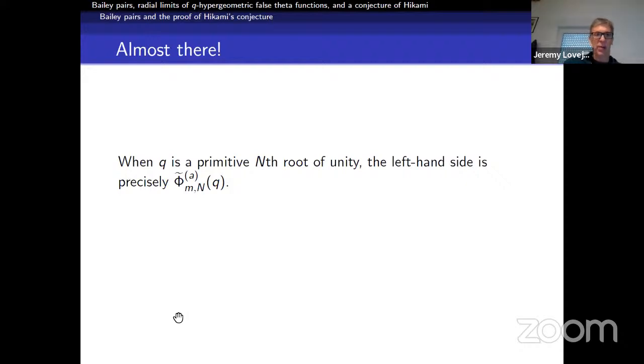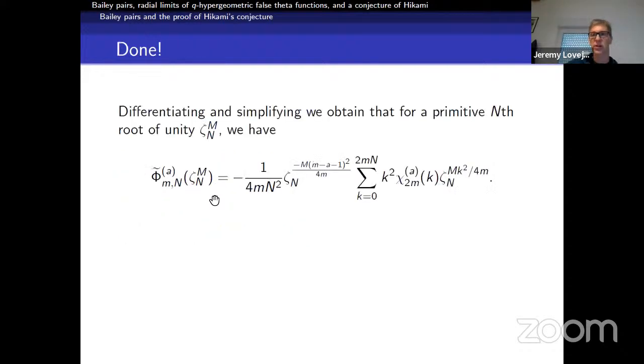Okay, so this is what I've been saying. We're almost there. When Q is a primitive capital Nth root of unity, the left-hand side is precisely the series we wanted to construct. Everything to the power of capital N just kind of disappears. The right-hand side is of the form 0 over 0, so we can just differentiate. I'll omit some details here, but if we differentiate this expression and simplify, then we obtain that for a primitive capital Nth root of unity, zeta n to the m, we have the following expression. So this is the truncated series, evaluated at zeta sub n to the m, and this is the formula in terms of zeta n.